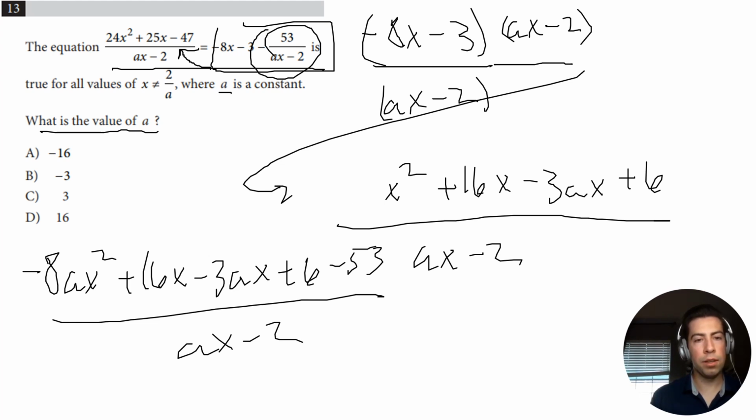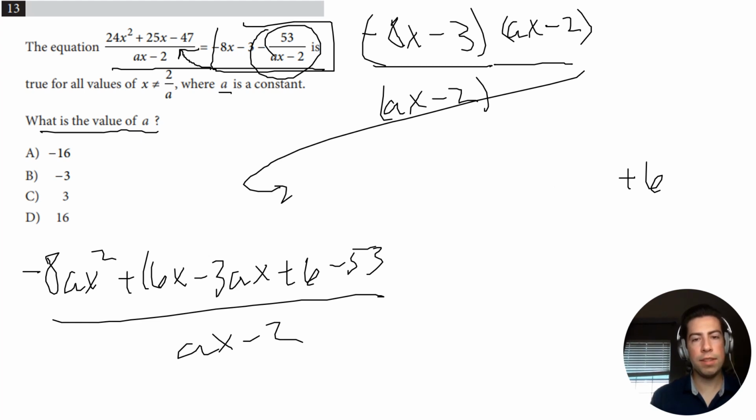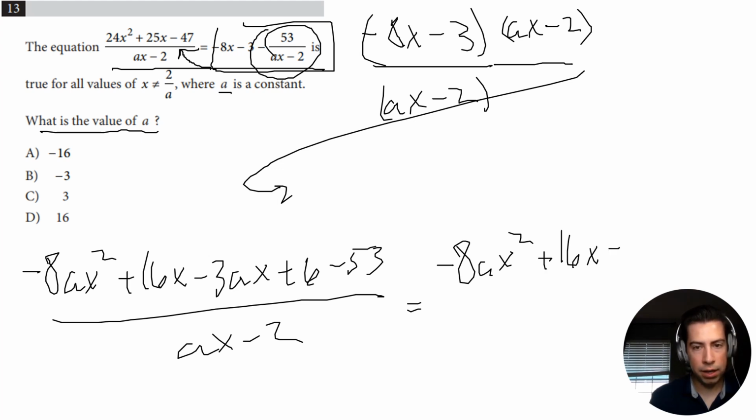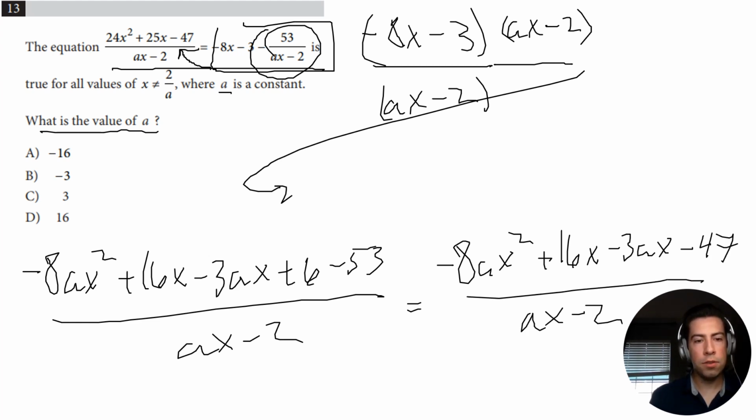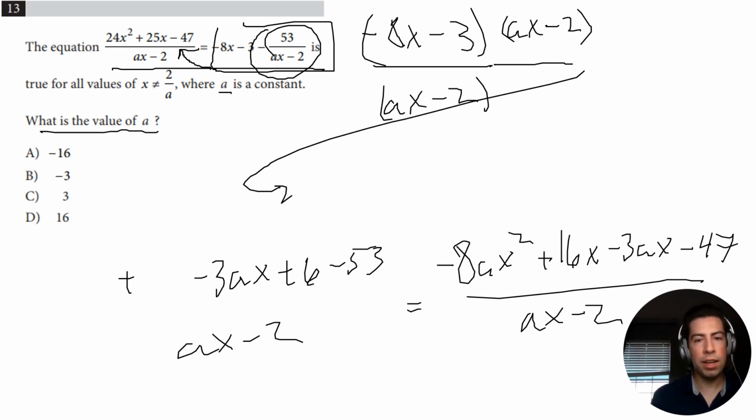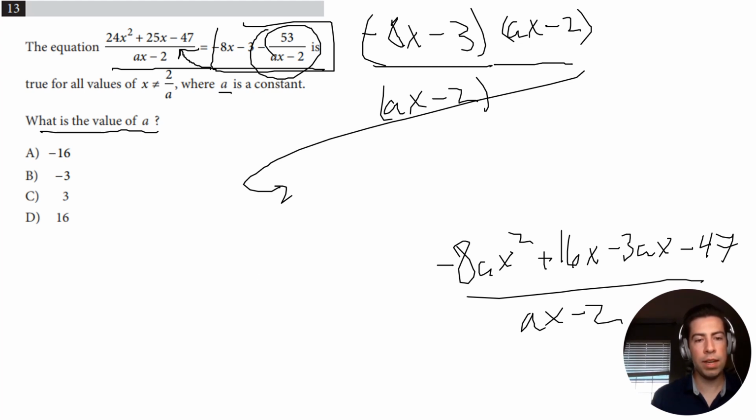So let me go ahead and clear this out of the way here. Okay, so now let's simplify this down to the best of our ability, and we are going to get negative 8ax squared plus 16x minus 3ax minus 47, and all that is going to be over ax minus 2. Okay, so that's awesome. Now we have that simplified down, and you'll start to notice that these two values are starting to look similar. We have this negative 47 here, and a negative 47 on this side. So I'm going to set these equal to each other.